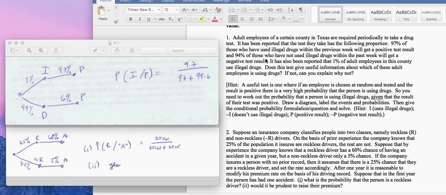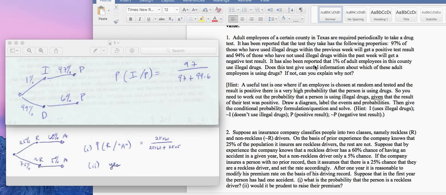One, it's 97% reliable for getting a positive result in terms of someone actually using drugs. Pretty much all tests are never 100%, right? There's always some unreliability, but 97% for capturing those who really do use drugs and giving a positive result, that's pretty good. And on the flip side, it's not as good, but still pretty good. It 94% accurately identifies those who have not used illegal drugs. So if you're not a drug user, it'll say 94% of the time correctly that you are not. So you get a negative result.